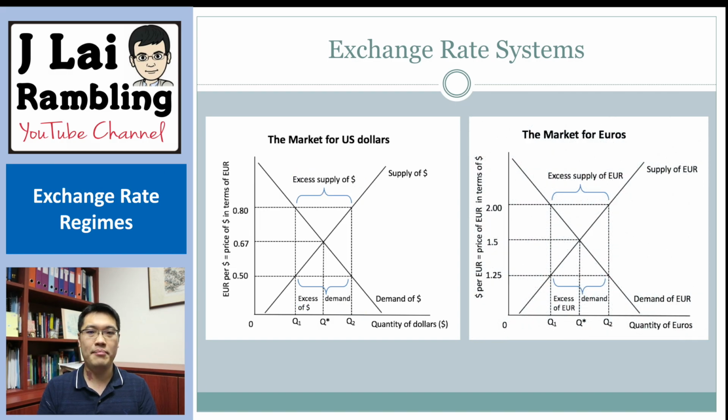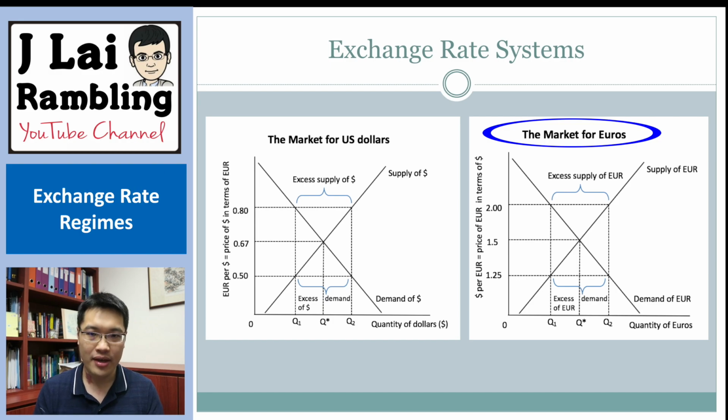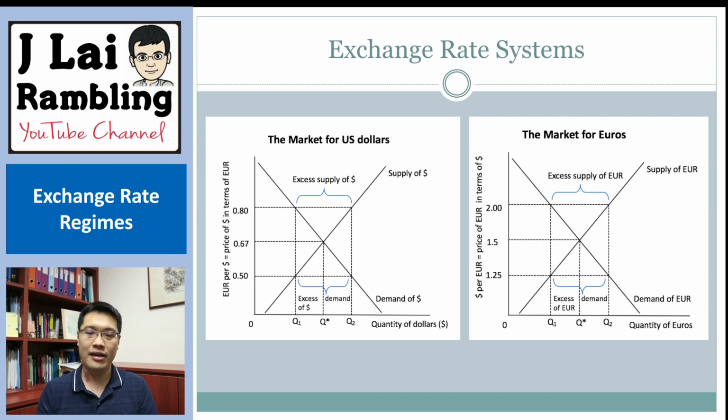Now, let's look at the market for euros. First of all, this diagram is a mirror image of the market for US dollars. At the equilibrium price of 1.5 dollars per euro, remember, we've switched it around now. The good here is euros, and we're trying to find out the value in dollars. And the equilibrium price is 1.5 dollars per euro.